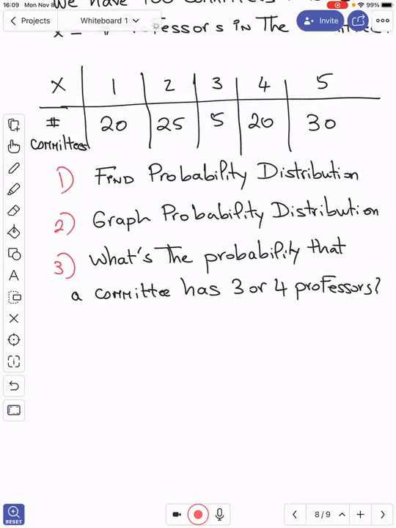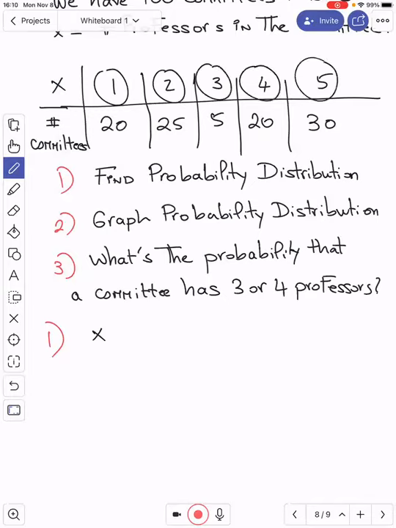All right, so first, number 1, find the probability distribution. So we have the variable X, right? You have your variable X. So again, the values of X. X can be 1, X can be 2, X can be 3, X can be 4, X can be 5, right? Those are the possible values of X. So here, X has exactly 5 possible values, and that's why X is a discrete random variable. So it has a finite number of values.